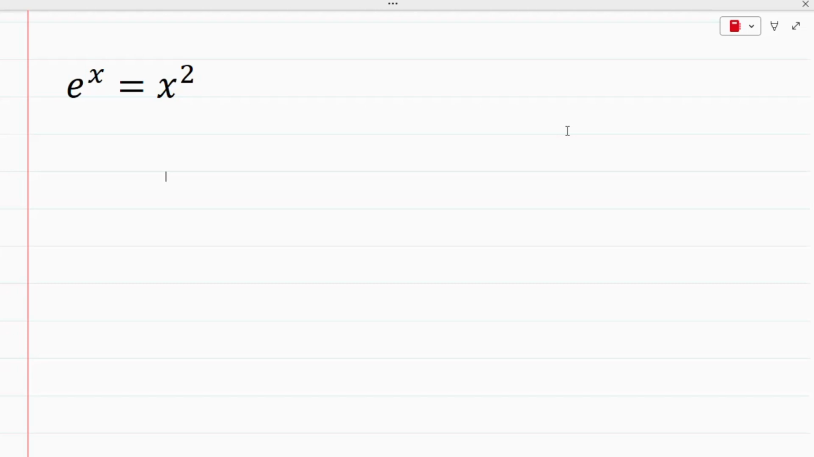So we have a nice math problem here that says e raised to the power of x is equal to x squared. Find the value of x. So guys, the first thing you want to do right here is to simply take the square root of both sides.